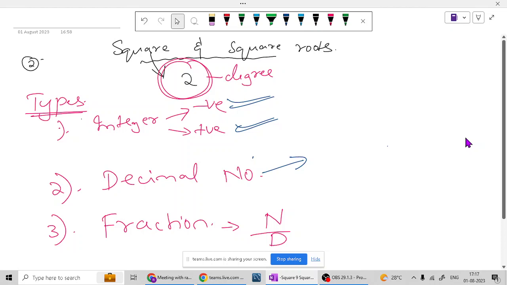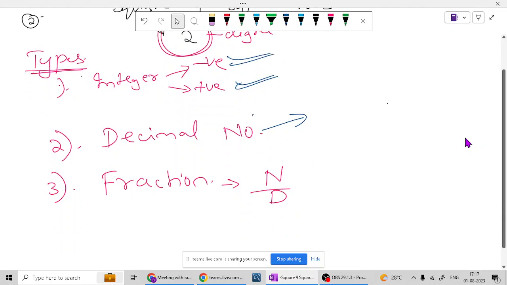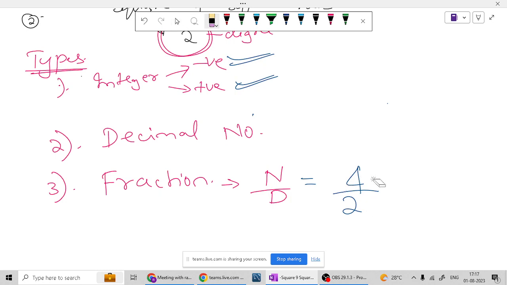Okay, the second type of number is decimal. Before decimal, I'll finish fractions. What is a fraction? It has a numerator and a denominator, right? Give me a numerator, any value, and a denominator. Sir, 4 by 2. Look, 4 by 2 gets cancelled, right? Something which doesn't get cancelled: 4 by 3. Shall I take 4 by 3?